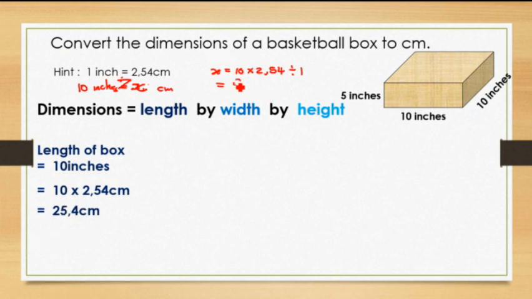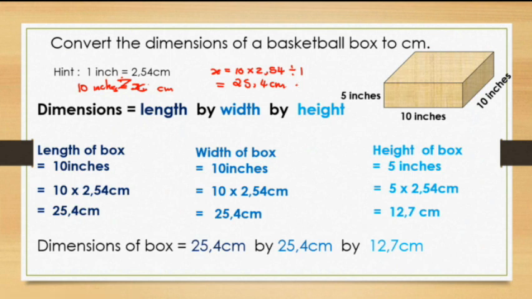Which gives my answer, 25.4 centimeters. I prefer this method, honestly, because you don't have to sit in the exam and think, do I need to multiply here or do I need to divide here? It's just quite straightforward. That's what I like about this method. So we've already calculated the width, and we've already calculated the height. The height was just 5 inches.